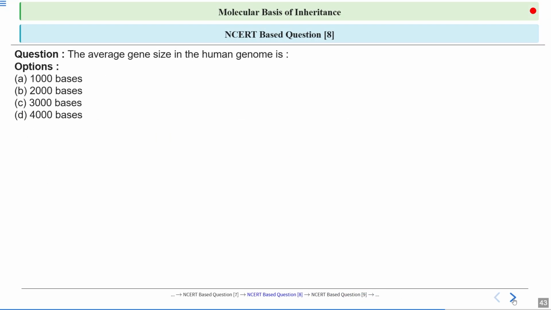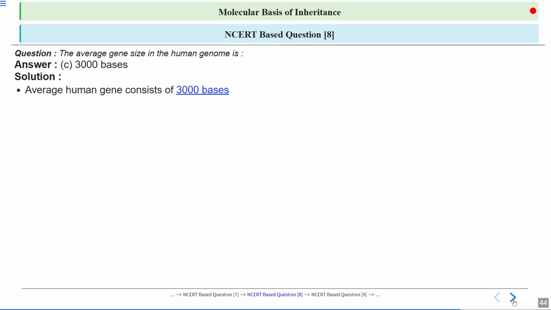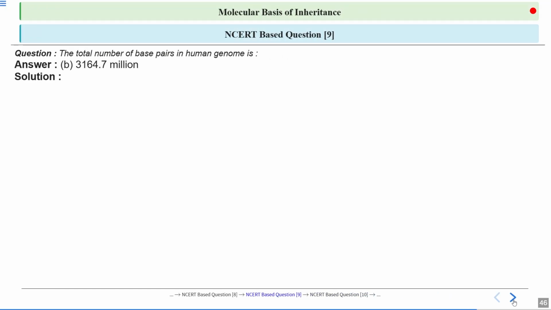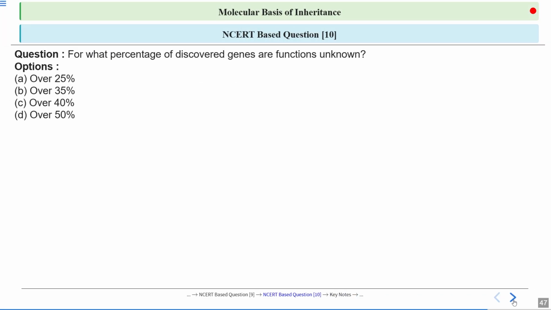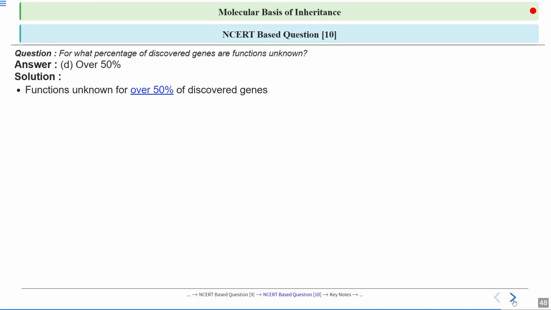Then the average gene size in the human genome is what? It is 3000 bases. The total number of base pairs in the human genome is how much? So it is 3164.7 million base pairs. The next question is, for what percentage of discovered genes are the functions unknown? So it is over 50% of the discovered genes whose functions are unknown.